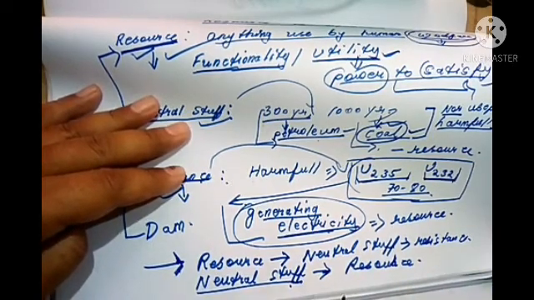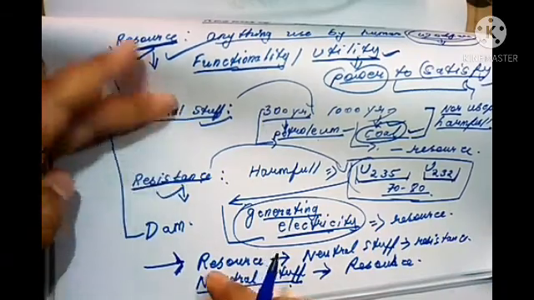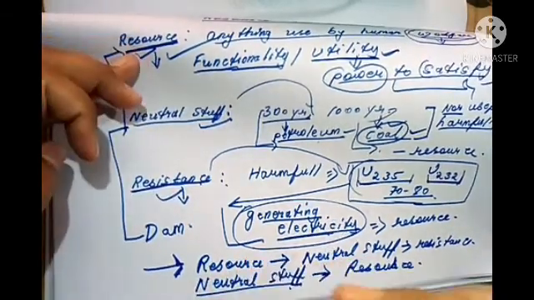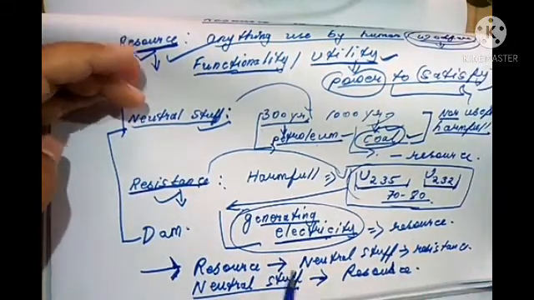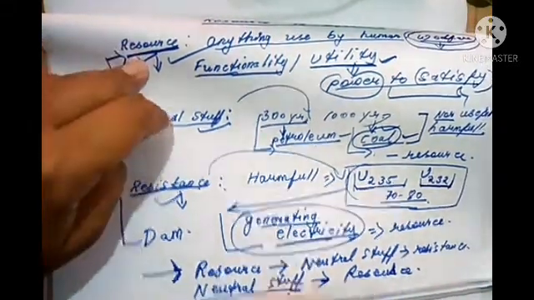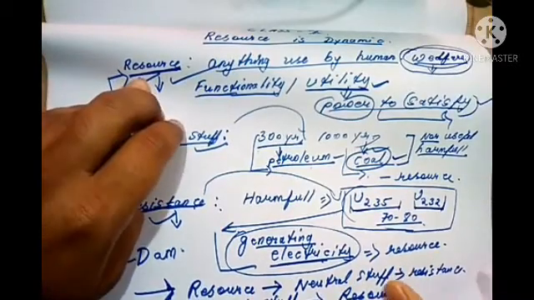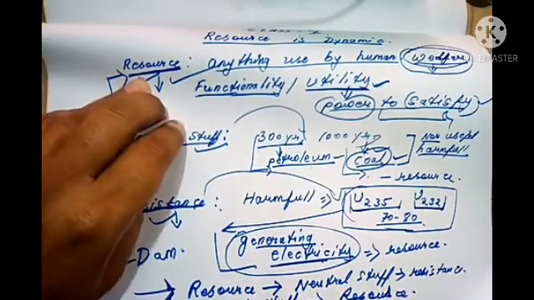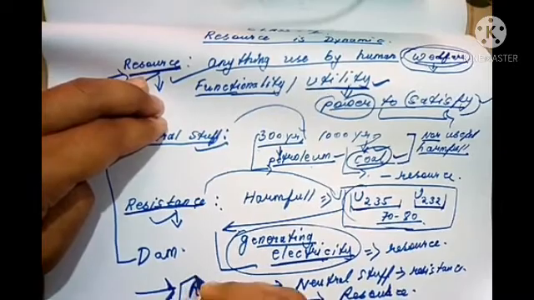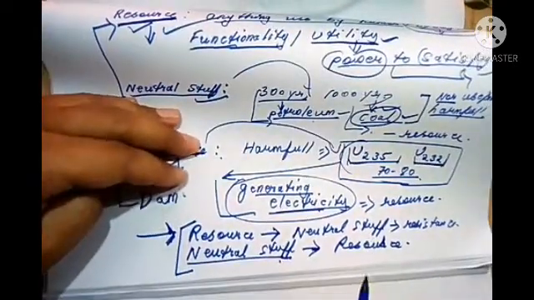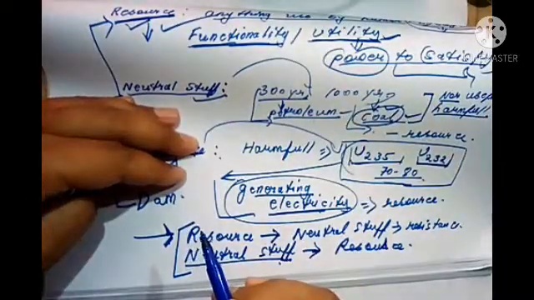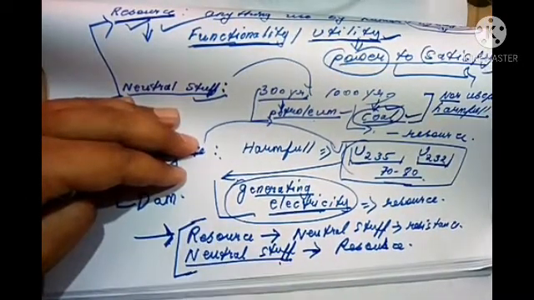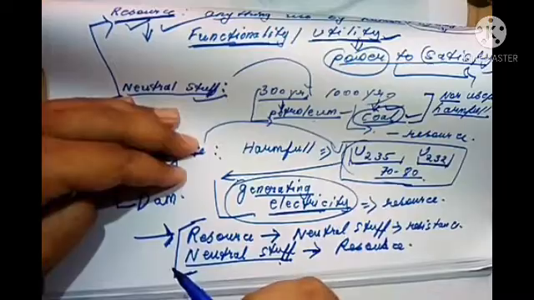Vice versa, that means resistance to resource, neutral stuff to resource, and again resource to neutral stuff or resistance. So in this way we come to know that a resource can change its functionality and utility. They can change their properties in due course of time. So in this way, resource is dynamic.